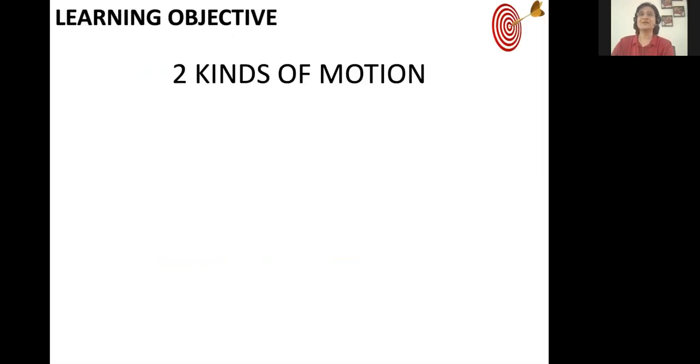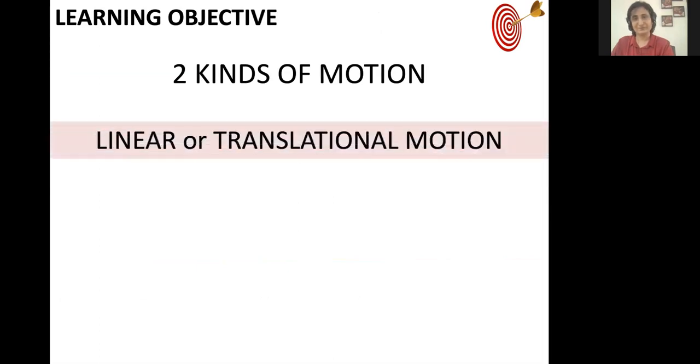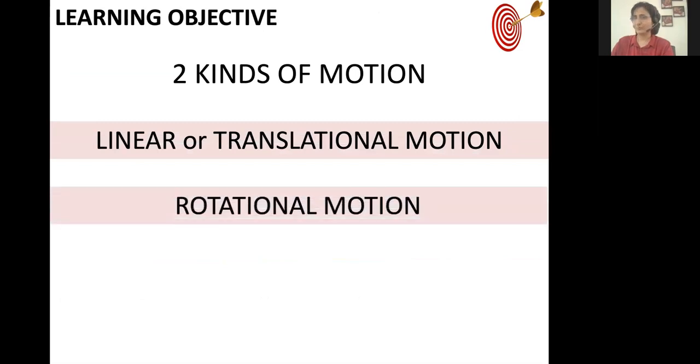So the learning objective of today's class is to understand two kinds of motion produced because of force acting on a rigid body, and that will be linear or translational motion and rotational motion.